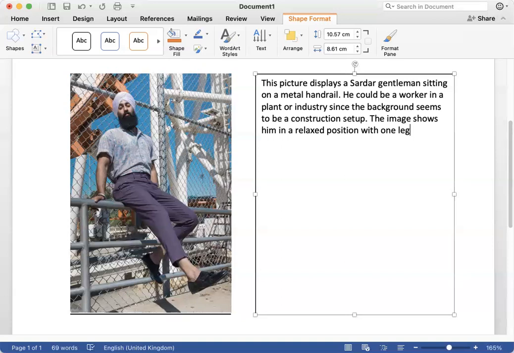With one leg in the air, kind of jutting forward, and one on the handrail. And he's looking into the camera, and we can't really read his expressions because he has a poker face in this image, but the setting looks quite industrial. So try and capture all that in those 60 seconds.